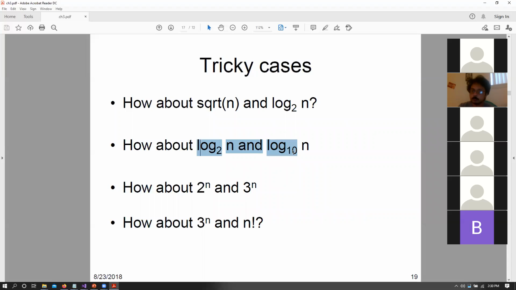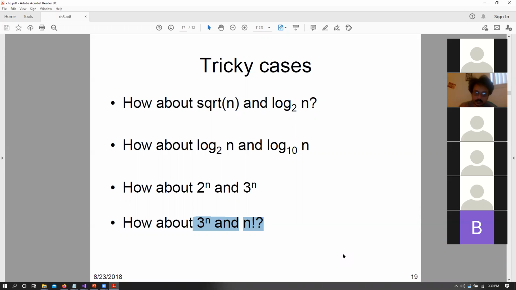We will also talk about log base 2 and log base 10 of n, and we will talk about these things in more detail later. But think about these equations when we say that one equation can bound the other. Can log base 2 of n bound log base 10 of n? Can 2 to the power of n bound 3 to the power of n? Can 3 to the power of n bound n factorial? Let's think about this particular problem in more detail. So 3 to the power of n.